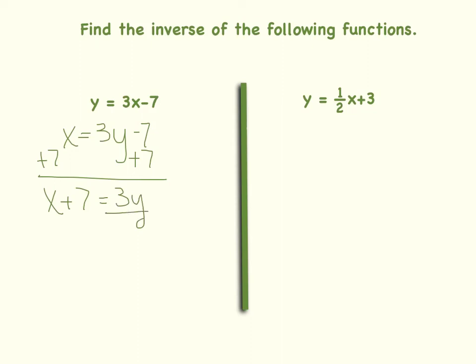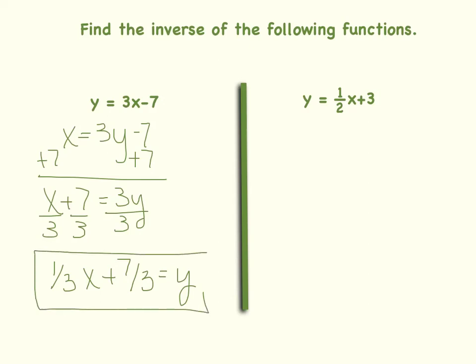Now I'm ready to divide each term by 3, and when I do that I have 1/3 x plus 7/3 equals y. So I have y equals 1/3 x plus 7/3, and that's the inverse of y equals 3x minus 7. And if we were to graph these, you would see that they would be reflections of each other over the parent linear function, y equals x.